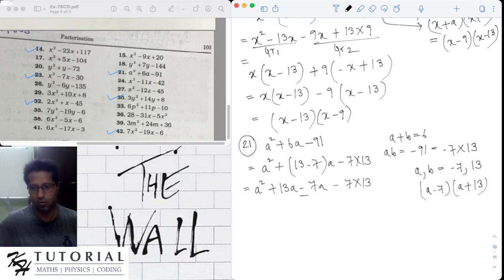So let's form the groups. Group 1, group 2. Take a common from the first group. We have a into a plus 13, and you can take 7 common from the second group, and you have minus 7 into a plus 13. So a plus 13 is common from both the groups, and hence the factorization will be a plus 13 multiplied by a minus 7.